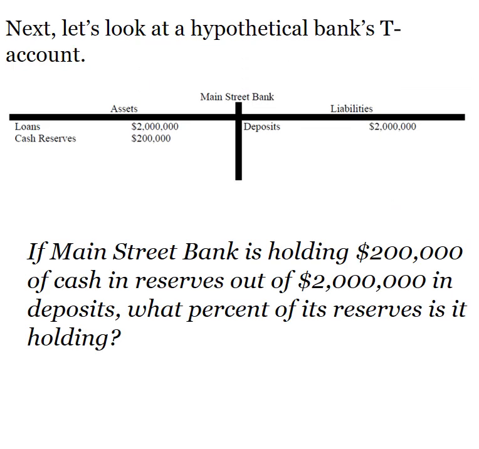T accounts can also show you what percent of the overall deposits banks are holding in reserves. So in this T account for Main Street Bank, we have $2 million in deposits, but $200,000 in cash reserves. So what percent of its reserves is it holding? $200,000 is 10% of $2 million. So it has 10% in its reserves.